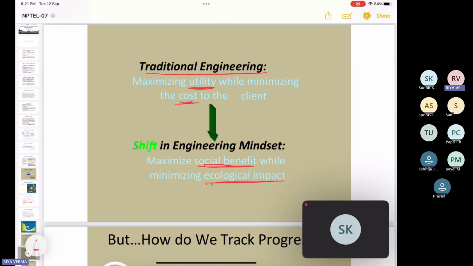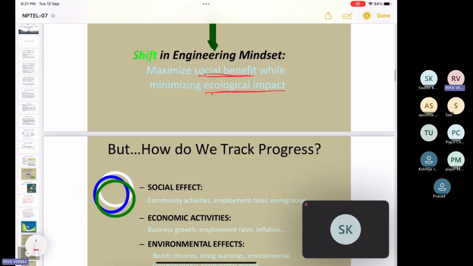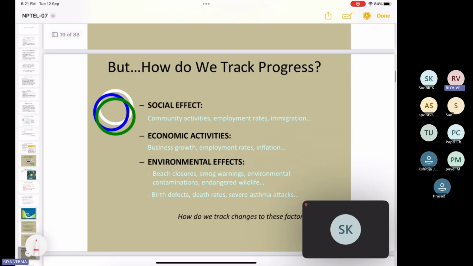So this is a shift in the mindset that we have achieved so far. But how do we track the progress? What is all the progress that we have made so far? How do we track that? So we can track the progress in all the three impacts.